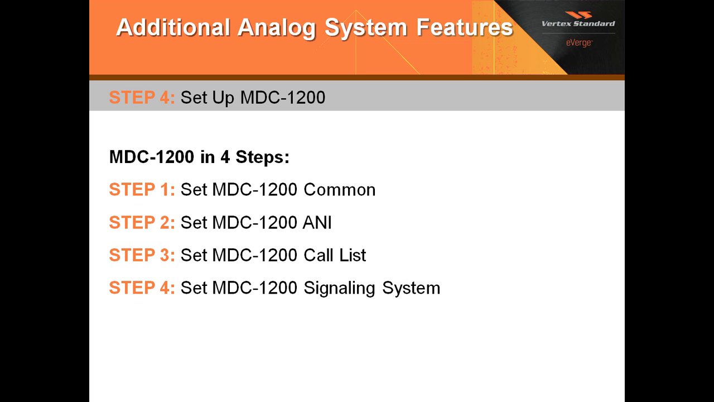Alright, now we're going to go ahead and set up MDC 1200. First we're going to set MDC common, then MDC 1200 ANI, then the call list, and then lastly we'll go in and show how to set MDC in a signaling system. Keep in mind that you cannot use ANI and signaling system together because signaling system has its own ANI embedded in it.